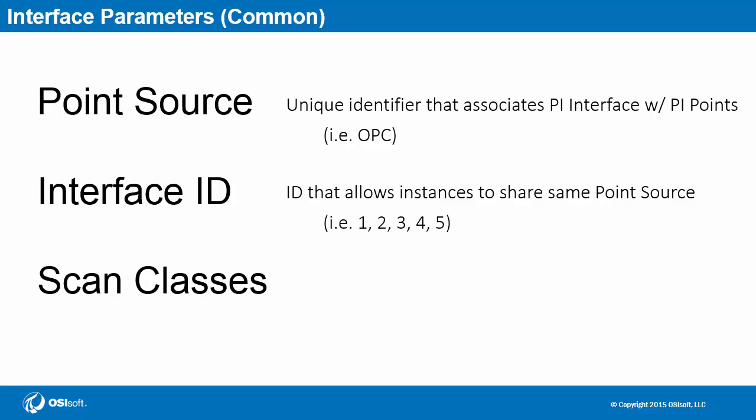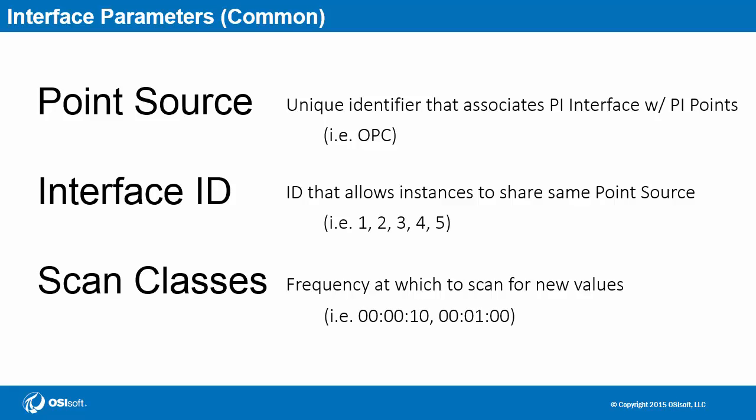Next, scan classes. This is the frequency that PI interface instances scan for new values. They're specified in a time format. So, for example, 00:00:10 indicates to scan every 10 seconds, while 00:01:00 means to scan every minute.